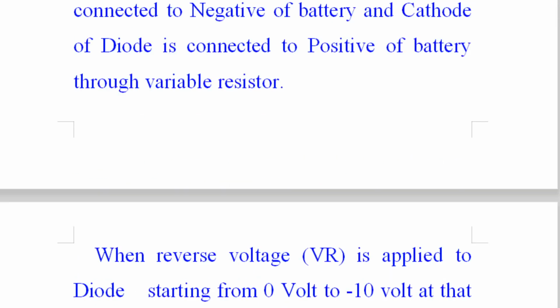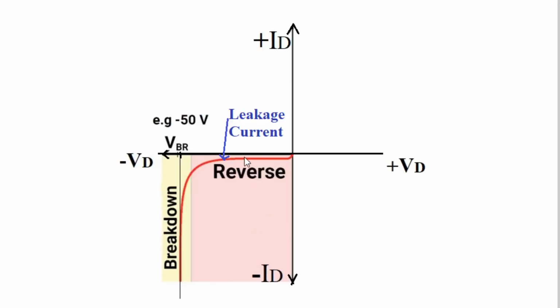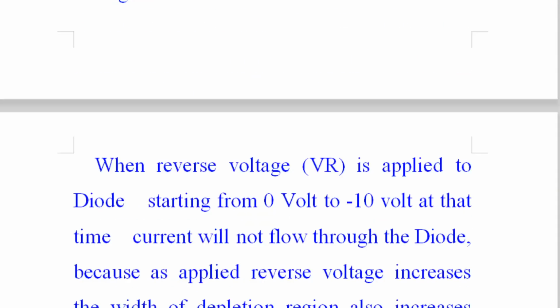Practically, what happens? Practically, a small amount of leakage current flows. And this leakage current goes on increasing as the reverse voltage increases. See here, the reverse current goes on increasing, and at minus 40 volt the reverse current is very large. But remember, this current is in microampere. Even though we say the reverse current is large, it is in microampere. Micro means 10 raised to minus 6.